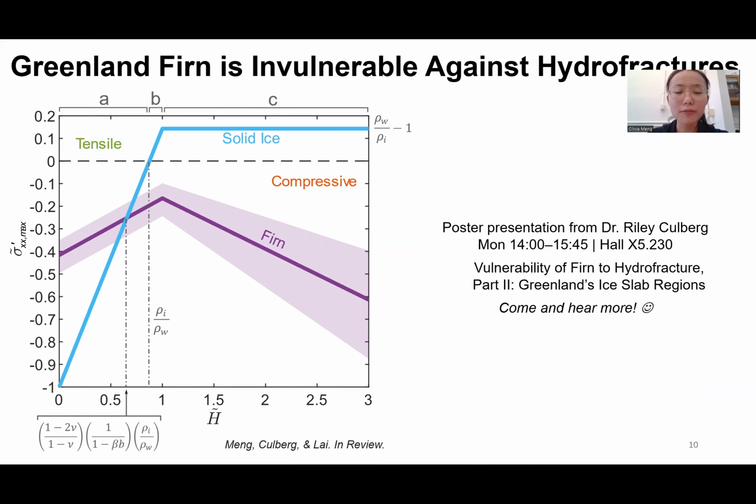In this plot, we show how the maximum tensile stress felt by the solid skeleton depends on the water column height. For solid ice, it's easy to enter the tensile region where fractures might propagate, whereas for firn, the stress is always compressive and it's impossible to fracture it.